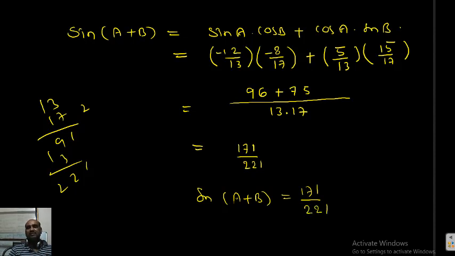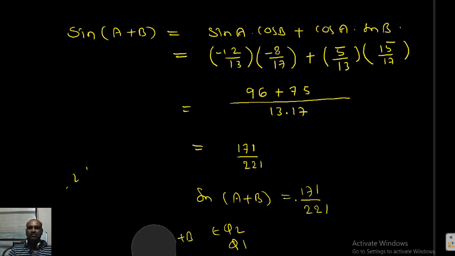Students, sin of A plus B is positive, no? So what is the meaning of that? A plus B may be in Q1 or Q2, not decided, maybe Q1 or Q2. So this I can say is result number 1.